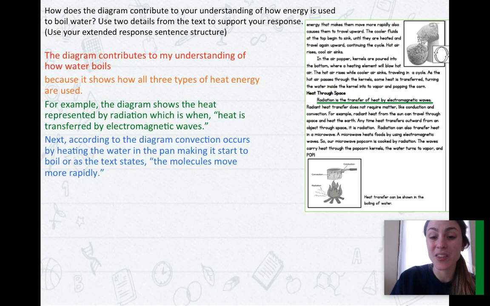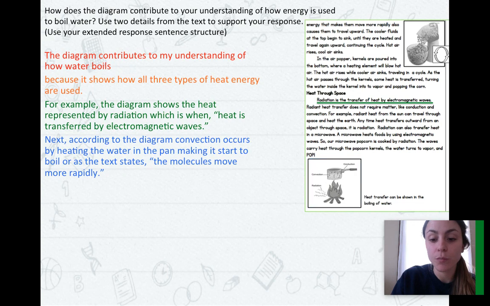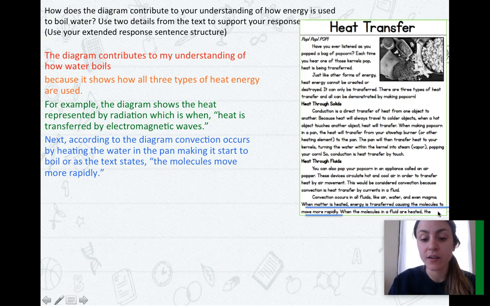Then we're going to have another detail. Next, according to the diagram, convection occurs. So again, I'm going to be using our image here, our diagram. Convection occurs by heating the water in the pan, making it start to boil, or as the text states, the molecules move more rapidly, and that's found at the bottom of that first page here.